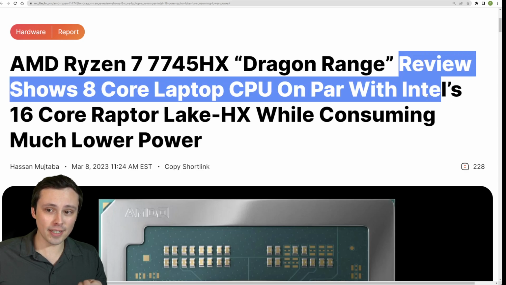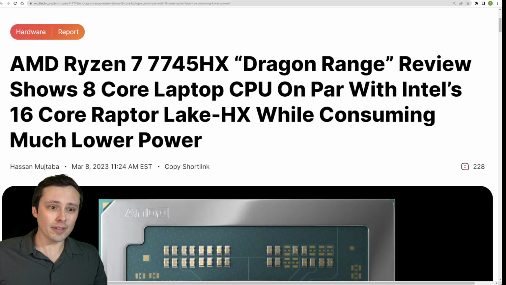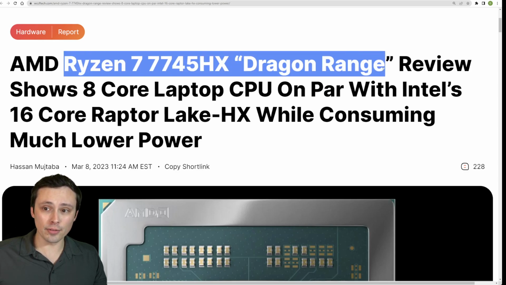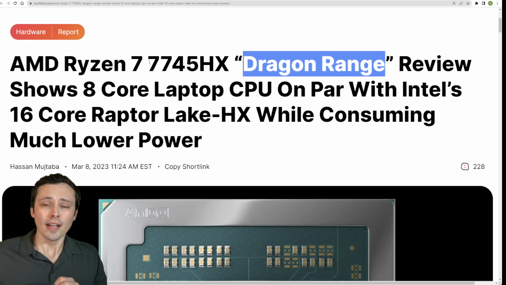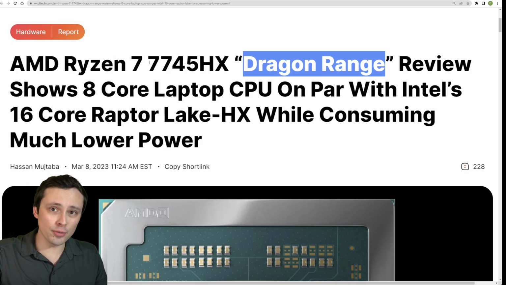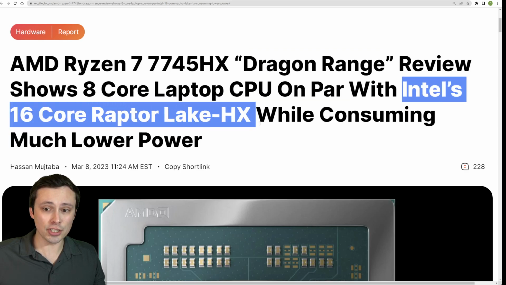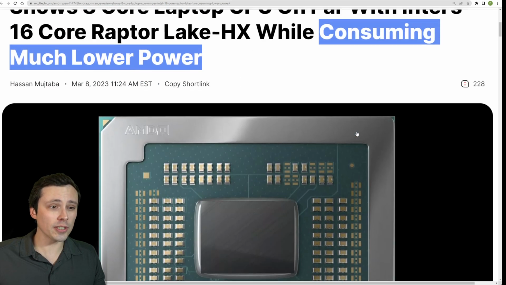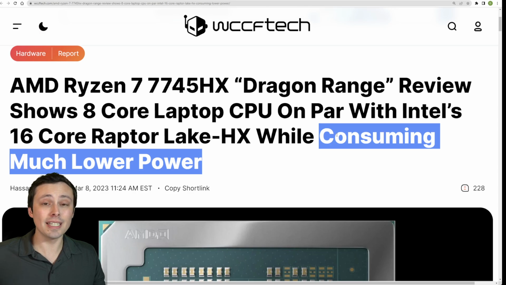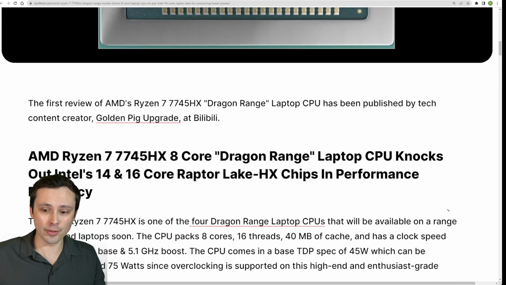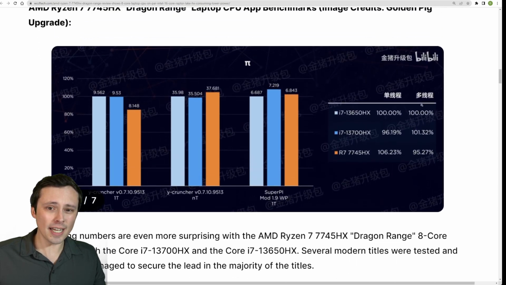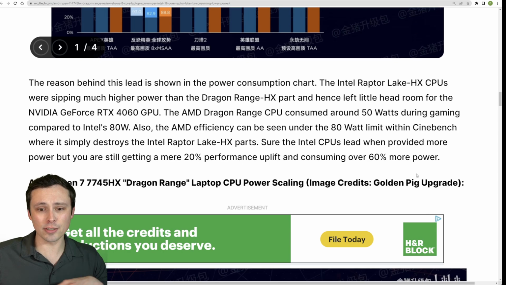Anyway, interesting to see how this kind of mobile performance will go, although WCCF Tech is reporting on another review by Golden Pig Upgrade, I believe. This one is talking about the Ryzen 7 7745HX Dragon Range laptop. If you're not aware, the Dragon Range laptops are basically the desktop CPUs put into a mobile form factor for a very high-powered laptop. Apparently, this review is putting it on par with Intel's 16-core Raptor Lake HX, but consuming much lower power, which is something to think about in the desktop space, but is even more important in the mobile space with your power constraints in those form factors. I'm not going to get into all of the details here, but like I said, all of my links will be in the description below if you want to take a closer look at that one.